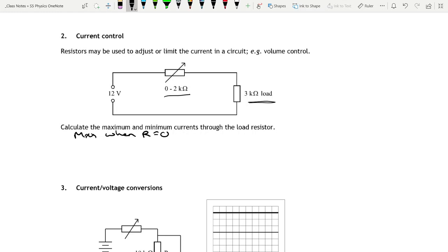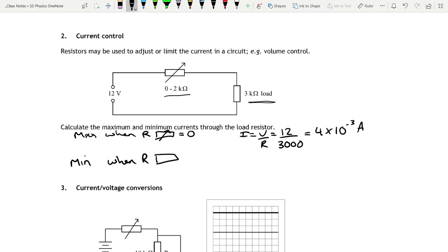So when R is smallest, R will be 0. The variable resistor will be 0. So I should probably say actually R of the variable resistor is 0 because we've still got the resistance of the 3 kilo ohm load. So the current will be voltage divided by resistance. So 12 divided by just that 3000 on its own, which comes to 4 times 10 to the minus 3 amps. And the current would be minimum when the resistance of the variable resistor is at its maximum, so 2000.